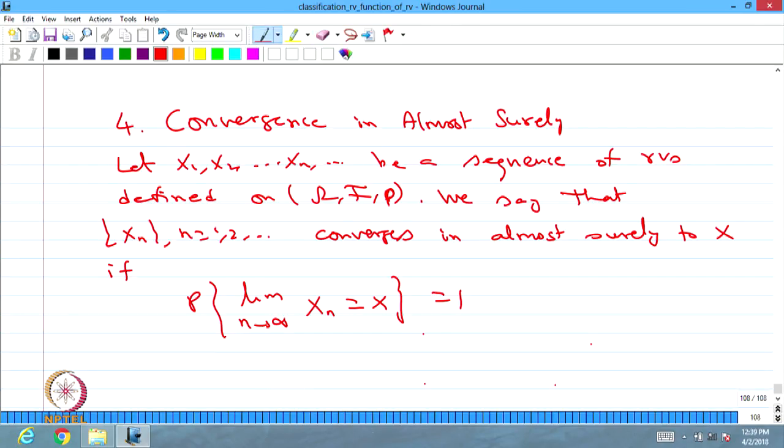So here the random variable x is defined in the same probability space. The probability of limit n tends to infinity xn equal to x is going to be 1. Then one can conclude the sequence of random variables converges to the random variable x almost surely. So we write xn converges to x, with a.s. above the arrow. That means this is convergence almost surely.